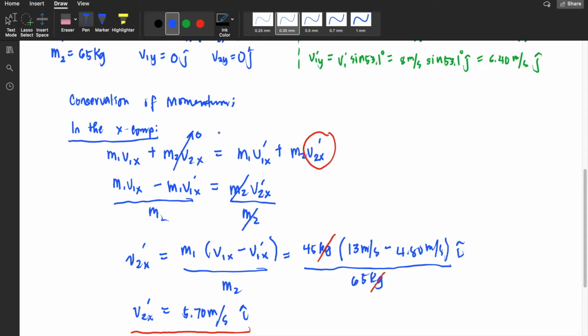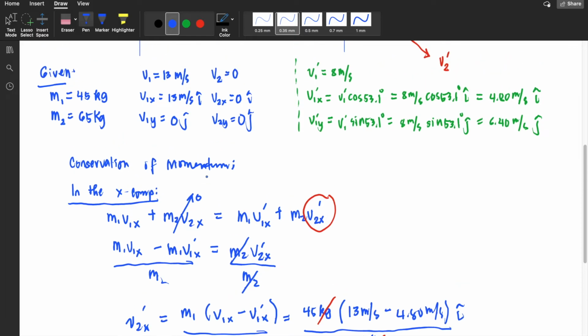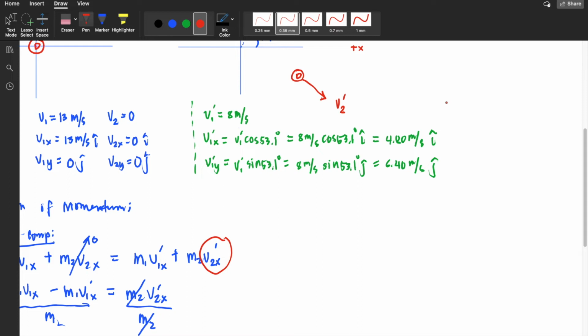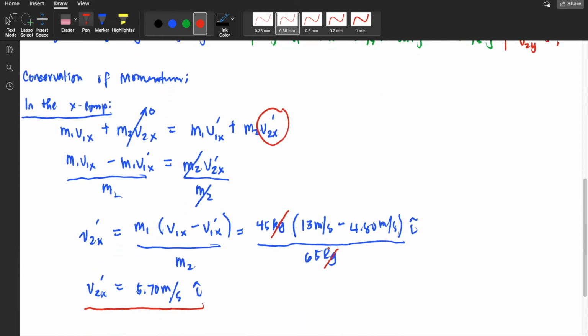Next, we're going to solve for the y component, the v2y'. Again, I repeat, for this case, we need to look for v2y'. We have v2x' and v2y'. What are the values of these? We've just solved the v2x', which is equal to 5.7.